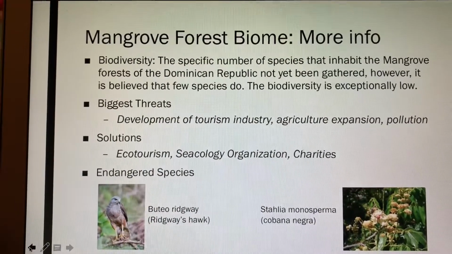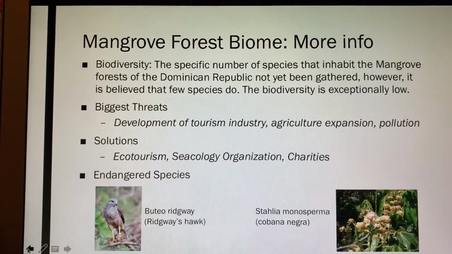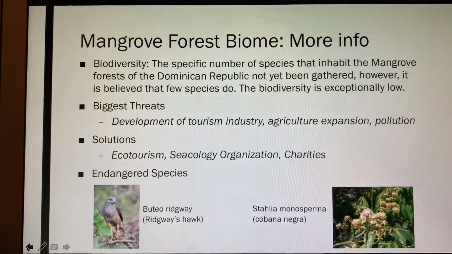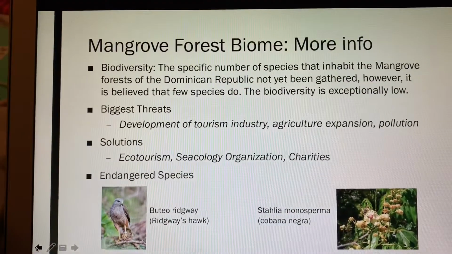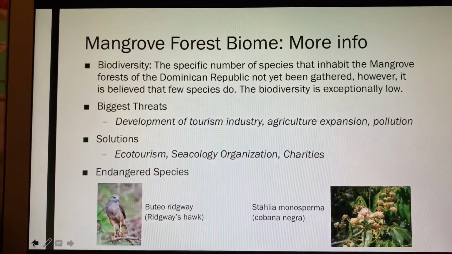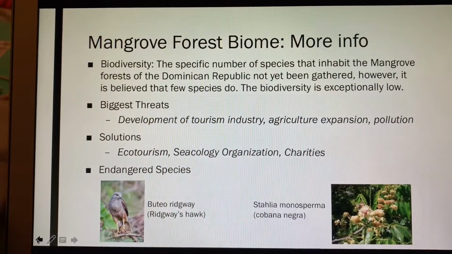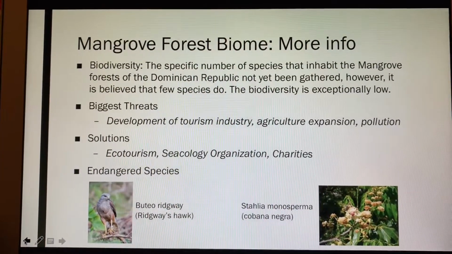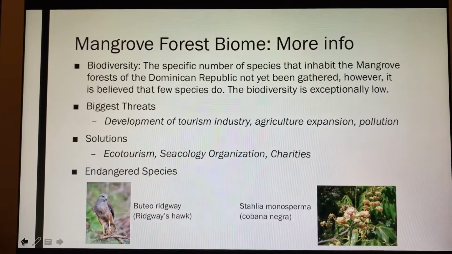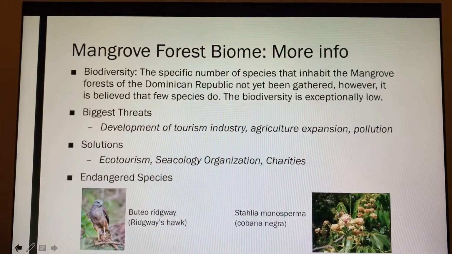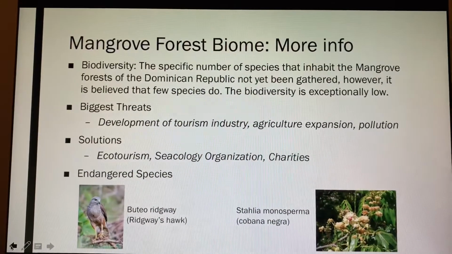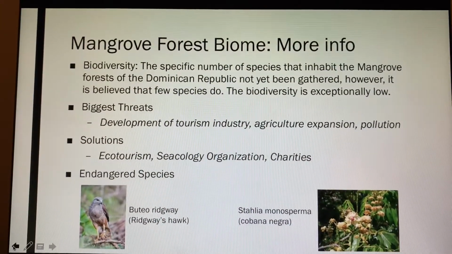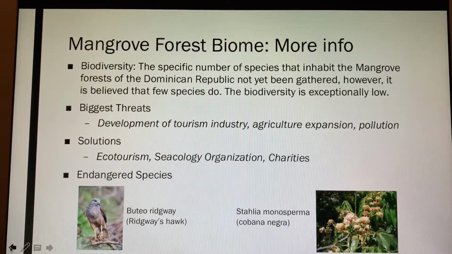The specific number of species that inhabit the mangrove forests of the Dominican Republic has not yet been gathered. However, it is believed that few species do. The biodiversity is exceptionally low. The biggest threats to these biomes include development of the tourism industry, agriculture expansion, and pollution. The solutions include ecotourism, ecology organizations, and charities.